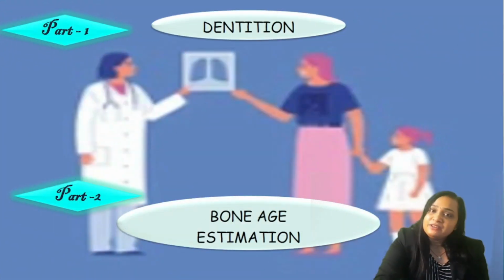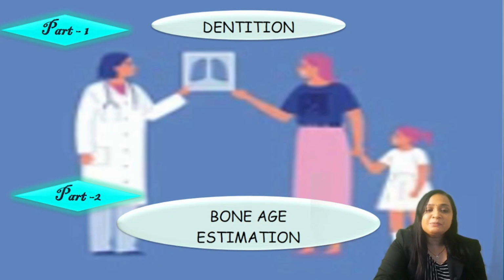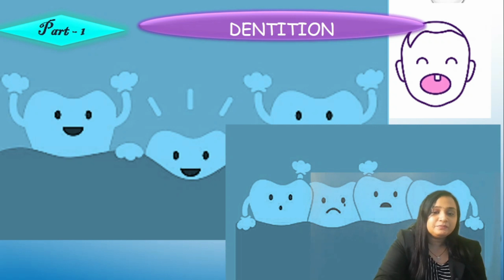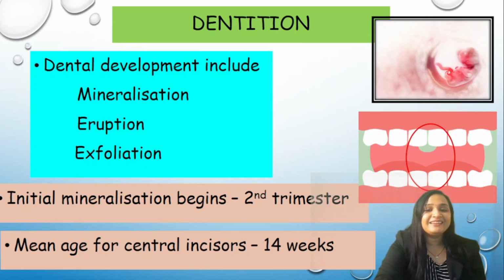So for the ease of understanding, this part is divided again into two parts. Part 1 will be dentition, part 2 will be bone age estimation. So let's start with part 1, that is dentition.